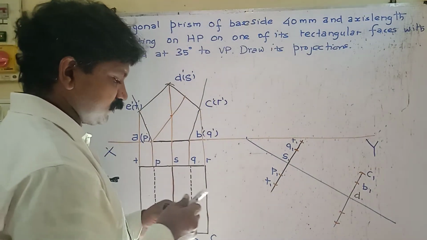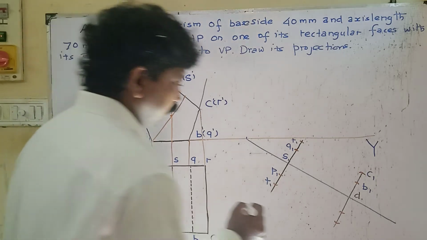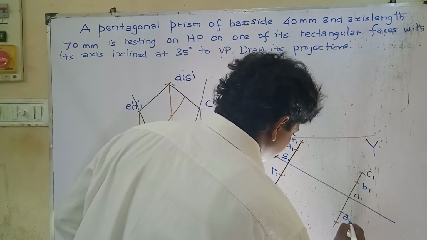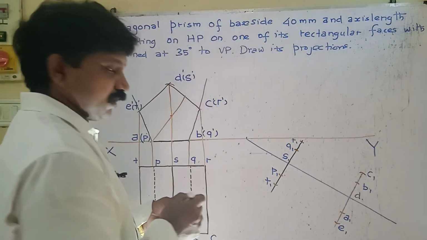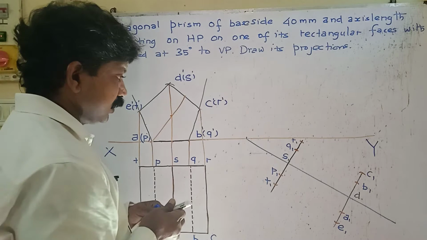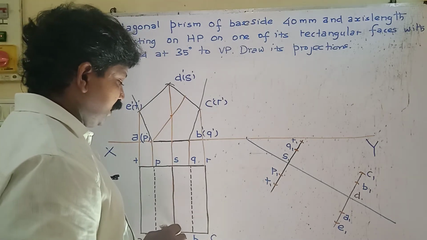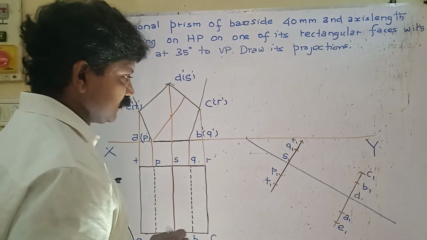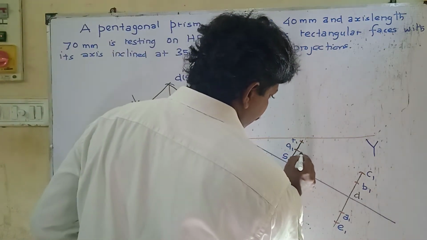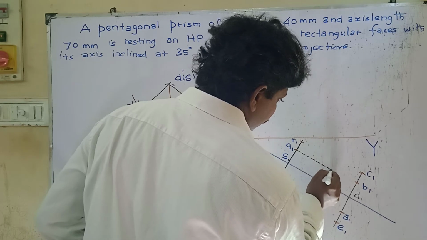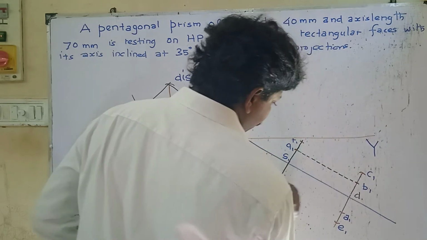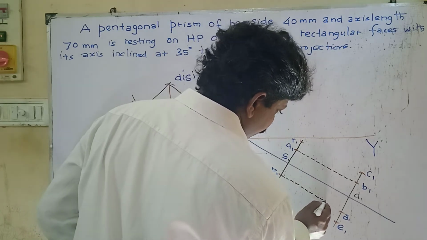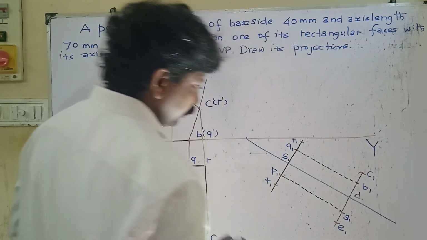Now join all the points to get the required final top view: A1, E1. Join all the points. The bottom two edges, QB and PA, are invisible edges, so draw them as dotted lines.